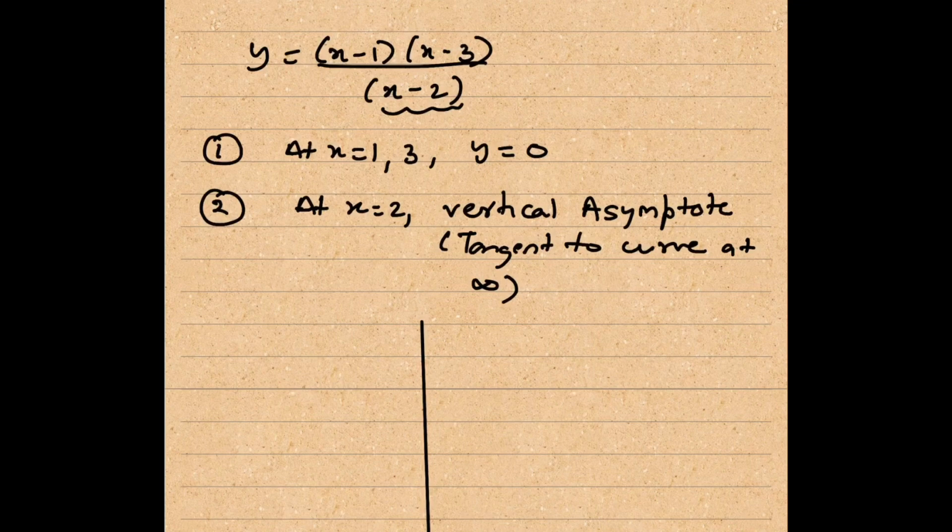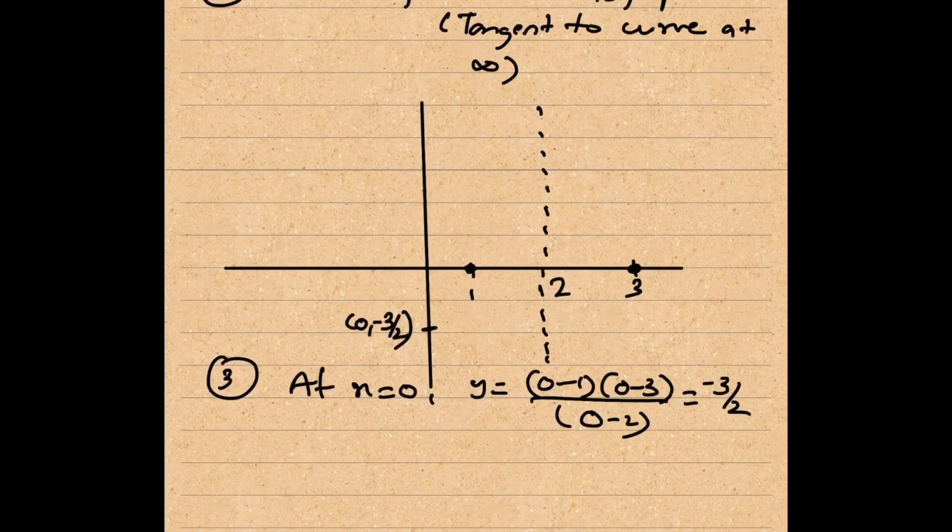Let's use this information to plot the graph. x equal to 2, I am showing by a dotted line. Let me plot the roots also, 1 and 3 here. So the graph should pass through this point and this point, and it should never touch this line x equal to 2. What else do we know? Let's find out. At x equal to 0, y will be equal to (0 minus 1)(0 minus 3) upon (0 minus 2). So therefore we will get minus 3 by 2. So we got another point here, (0, minus 3 by 2). The graph should pass through this point also.